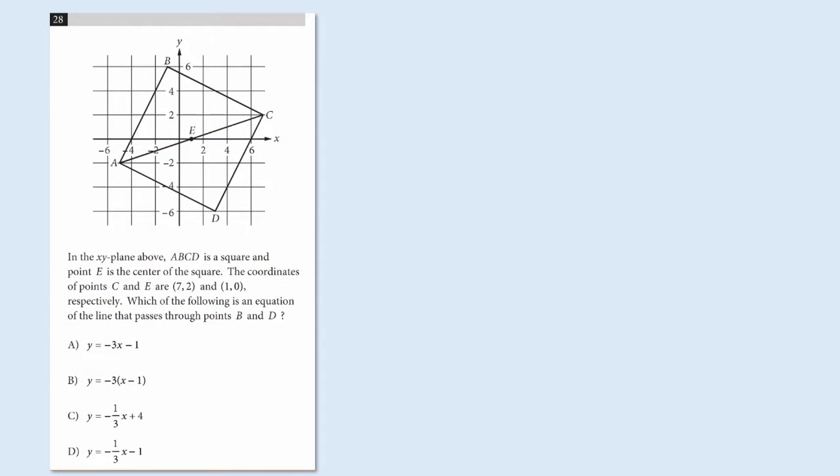All right, so here's a multiple choice problem from the College Board. It comes from the SAT test, section 3, which does not allow calculators. And the problem says, in the XY plane above, ABCD is a square and point E is the center of the square. The coordinates of point C and E are 7, 2, and 1, 0 respectively. Which of the following is an equation of the line that passes through B and D? And we have 4 equations as our choices.